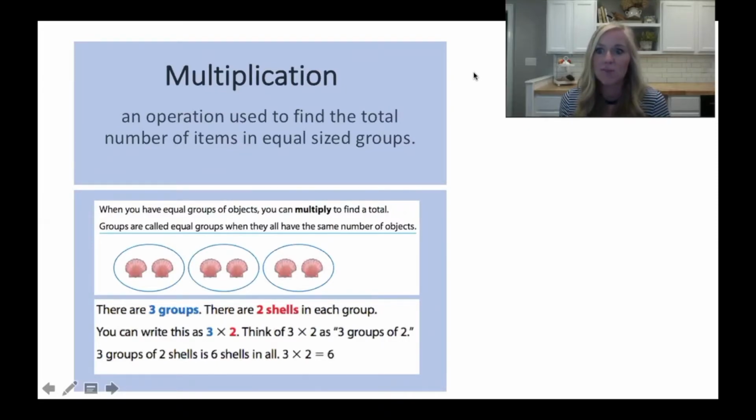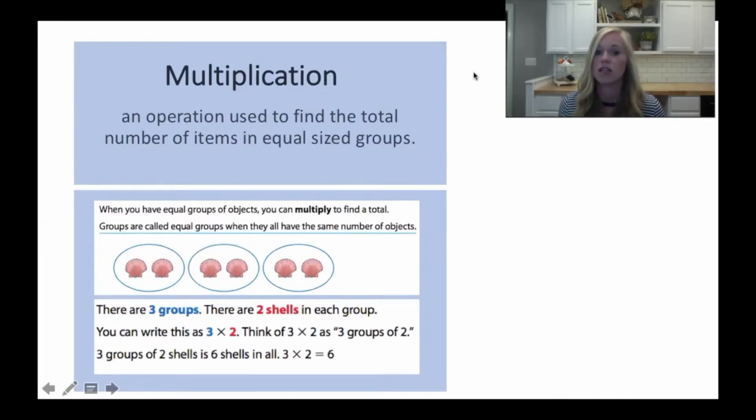And our first word is multiplication. So in order for us to understand the relationship between multiplication and division, we have to know what multiplication is. So multiplication is just the operation used to find the total number of items in an equal sized group. So all that's really saying is multiplication is joining equal groups together. So that word equal is key with multiplication and division. So when we take a look at our picture at the bottom, we have three equal groups of objects. And when we have equal objects, we can multiply them to find the total.